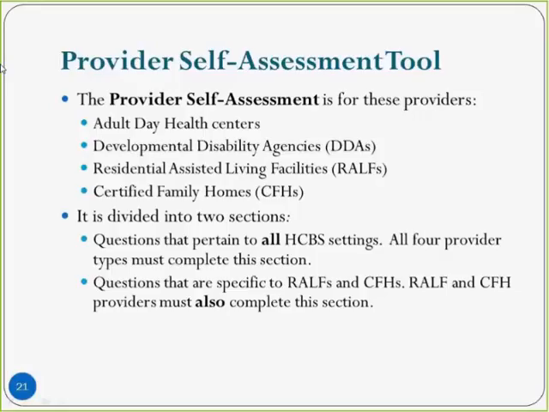So, once again, the adult day health centers and the developmental disability agencies have to complete sections 1 through 16. The RALFs and certified family homes have to complete 1 through 27.